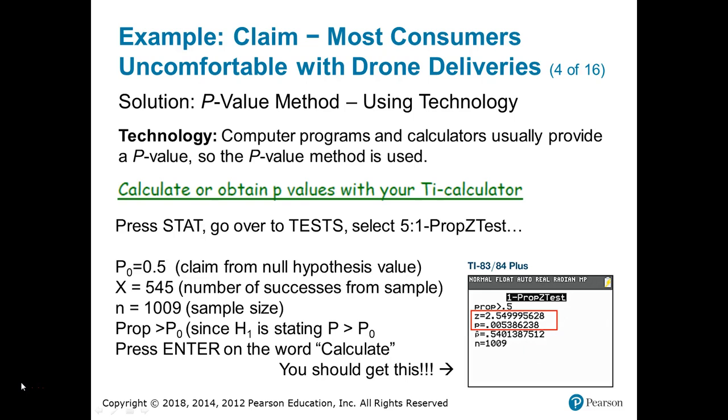p naught is going to be your null hypothesis claim. x is going to be 545, which is the number of successes from the sample. Your sample size, n, is 1009. And for your probability, you're looking for when it's greater than p naught, since H1 is stating that the population proportion is going to be greater than 0.5.